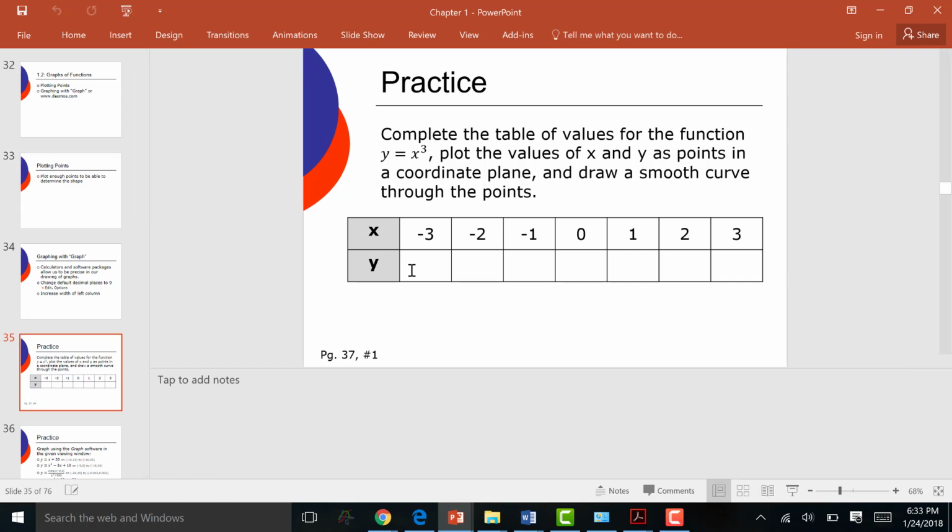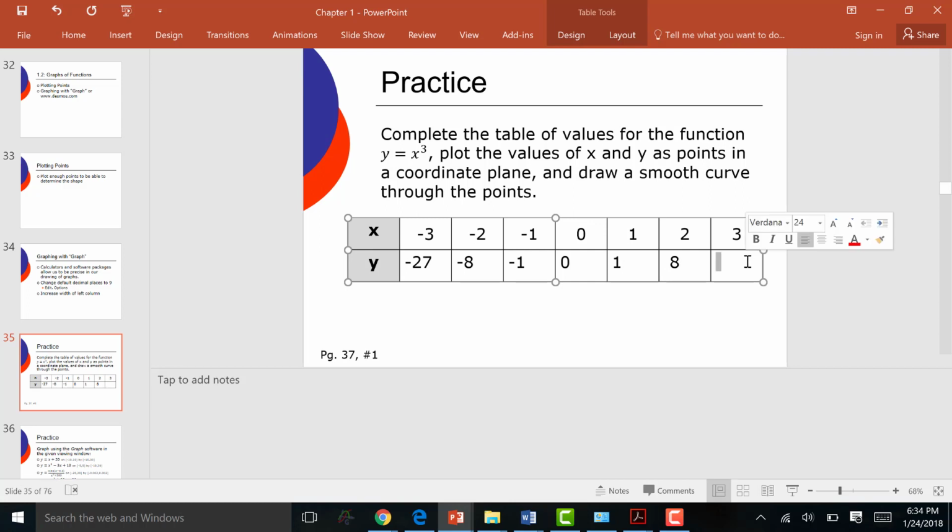All right, so let's start plugging in. What should we plug here? -3 raised to the third power. What is it? -27. All right, -27 goes in that box. Next, tell me what to put in the next box. -2 to the third power. -8 goes in the next box. What about the next one? -1. What's the next one? 0. And 1 times 1 times 1 for this one? All righty, 2 times 2 times 2. And 3 times 3 times 3.